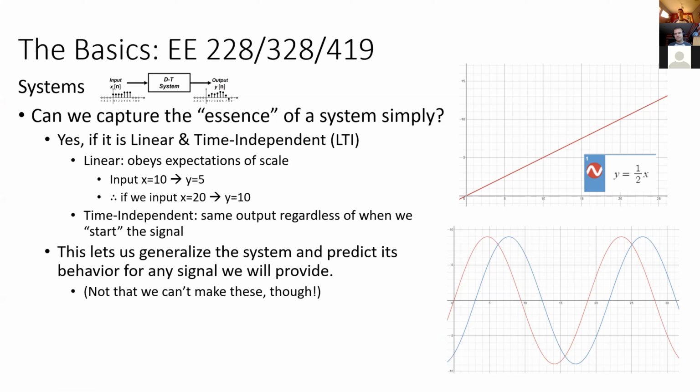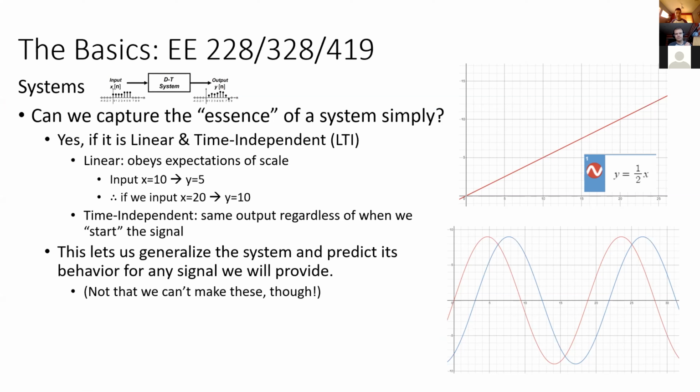Basically, linear means that it obeys what you'd expect with scale. If you input x equals 10 and you get y equals 5 on this graph, then if you input 20, you'd expect to get 10. Then there's this idea of time independence, which is just if you start the signal at a particular moment in time and you start applying that signal to the system, it's not going to be any different than if you applied it at any other point in time.